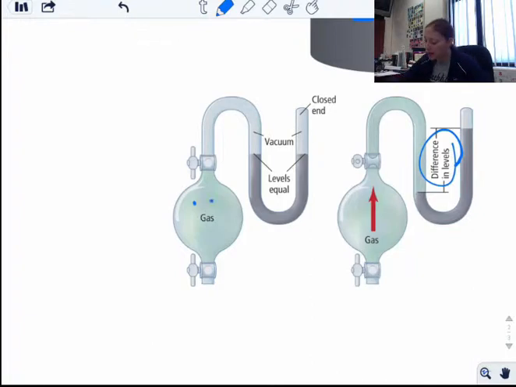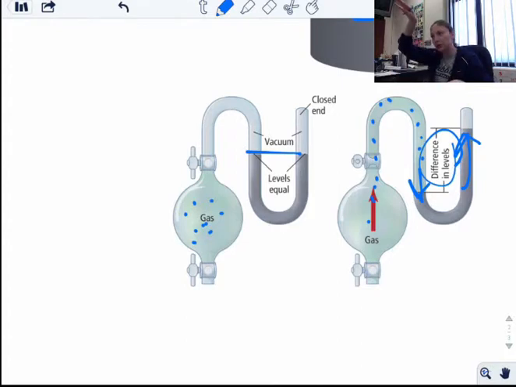So you've got a gas in here. I've got these equal levels, and there's nothing else in here. We open this up, the gas leaches out, and it starts to push down on this arm right here. They're called arms. The liquid in this arm pushes this end up, and the difference between the two levels is how much pressure is in this gas, or in this container. If there are lots of gas particles in here, then this difference is going to be a lot bigger. If there's not much pressure, then the difference is going to be a lot less.